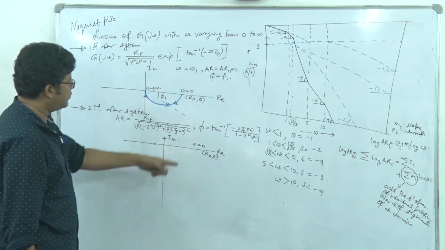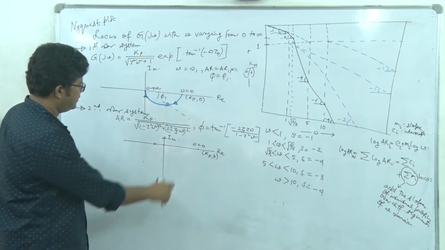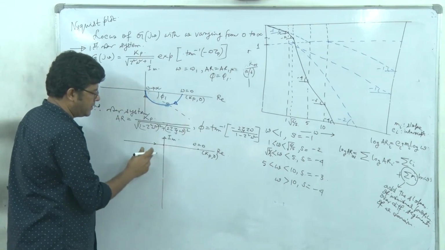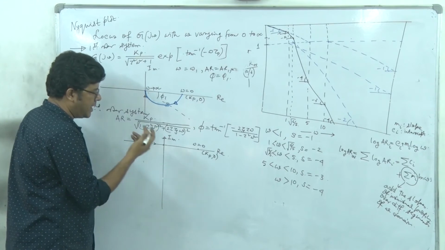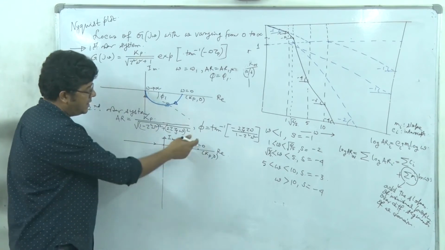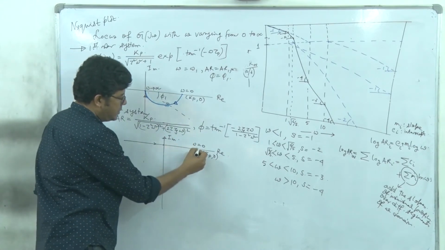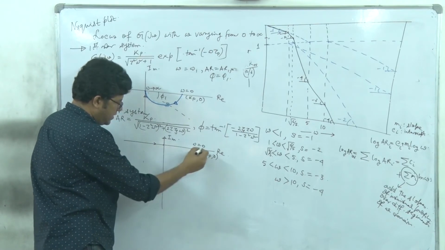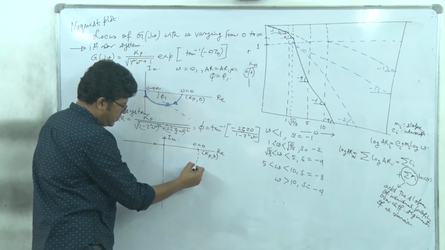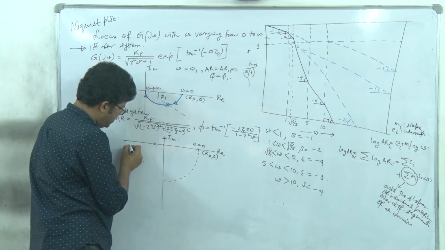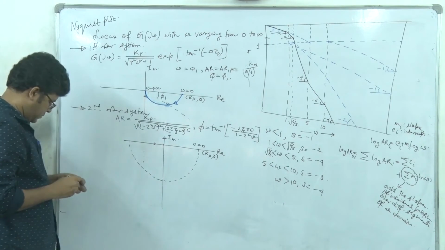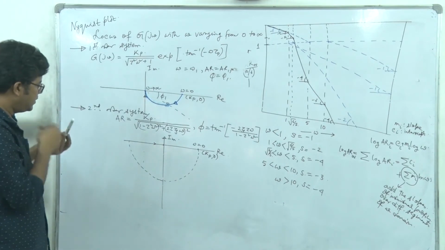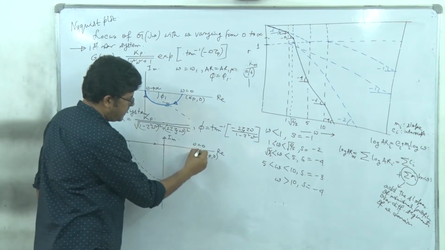Now again we will calculate certain intermediate values of AR and phi and we will plot it. Right, but there is something to understand. If we draw a half circle with radius Kp, what will we observe? We will observe the following sort of paths.